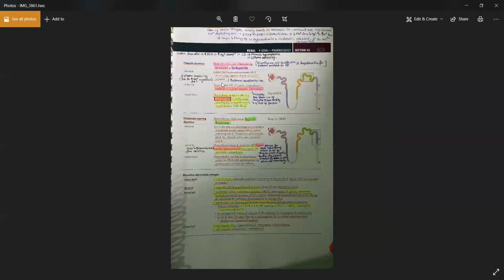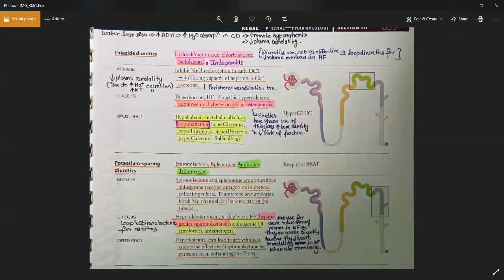Then you have the thiazide diuretics: hydrochlorothiazide, chlorthalidone, metolazone and indapamide. These four drugs belong to the thiazide diuretics group. Their function is to act on the DCT and inhibit the sodium chloride channels. As a result, you will have a loss of sodium and chloride. Please note, they will also increase the reabsorption of calcium, and because of this you will have a decreased calcium excretion.